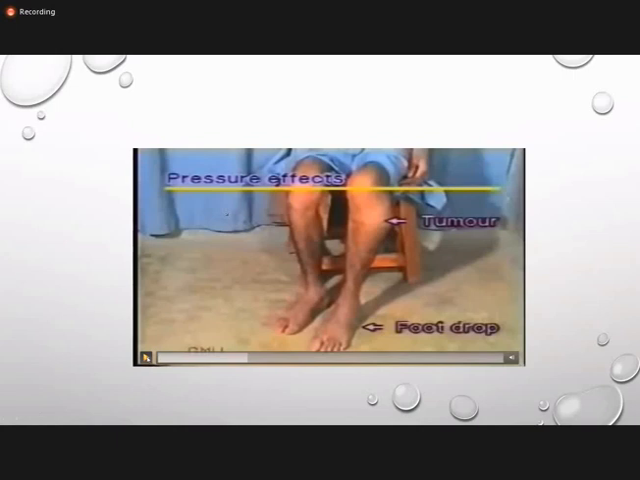Sakina is asking, any mass that is pulsatile should not be palpated and can only be inspected? No, we can inspect the pulsations and then we confirm the pulsations on palpation. We have to palpate to differentiate between the transmitted pulsations and expansile pulsations.